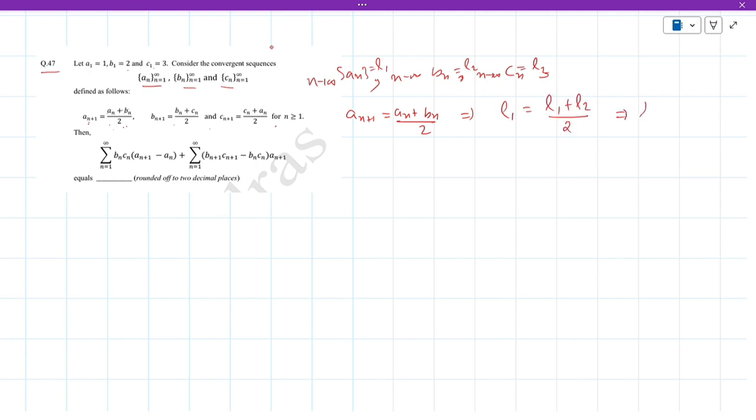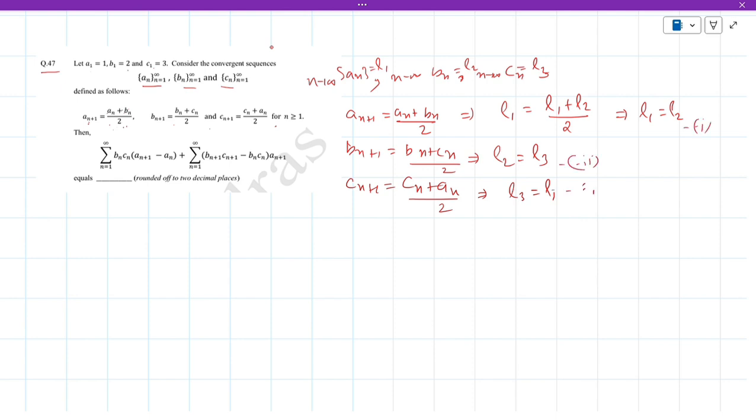Similarly, bn plus 1 equal to bn plus cn by 2 will conclude L2 equal to L3, and from cn plus 1 equal to cn plus an by 2 you will conclude that L3 is equal to L1. From these three equations, equation number 1, 2, 3, we can say the limit is the same, meaning L1 is equal to L2 is equal to L3, right?